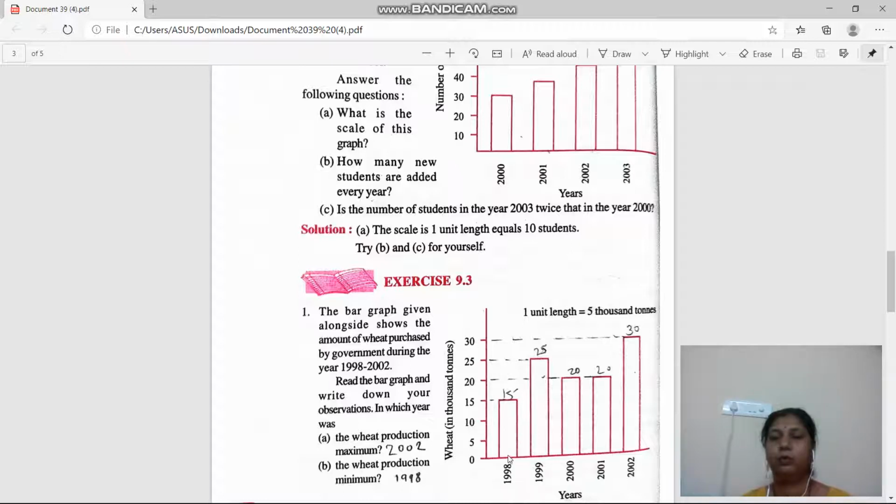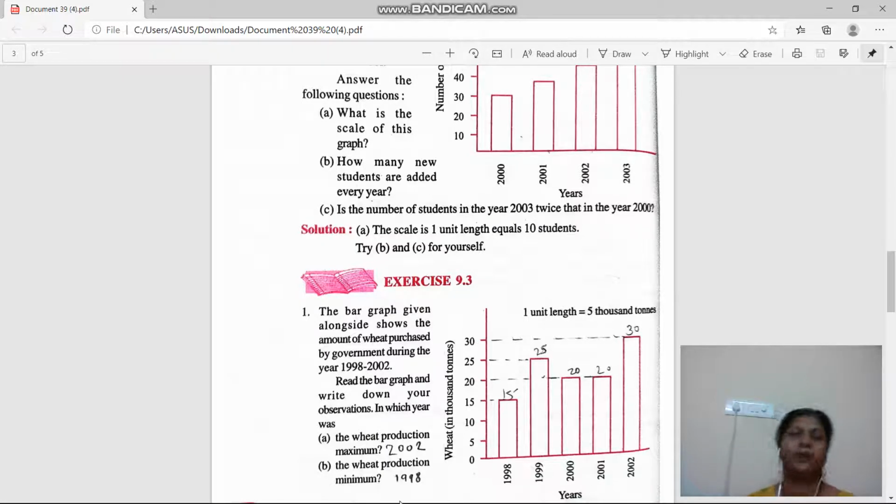Okay. So, take a scale and calculate it. I have written, so don't write seeing my answers. You have to calculate, or you have to take a scale and arrange it horizontally. In yesterday's video I told you how to measure it. Okay. The length of the 1998 bar is 15. That means in 1998 how much wheat production is there? 15,000 tons. In 1999 it is 25,000 tons. 2000 it is 20,000 tons. In 2001 also there is 20,000 tons, and in 2002 it is 30,000 tons.